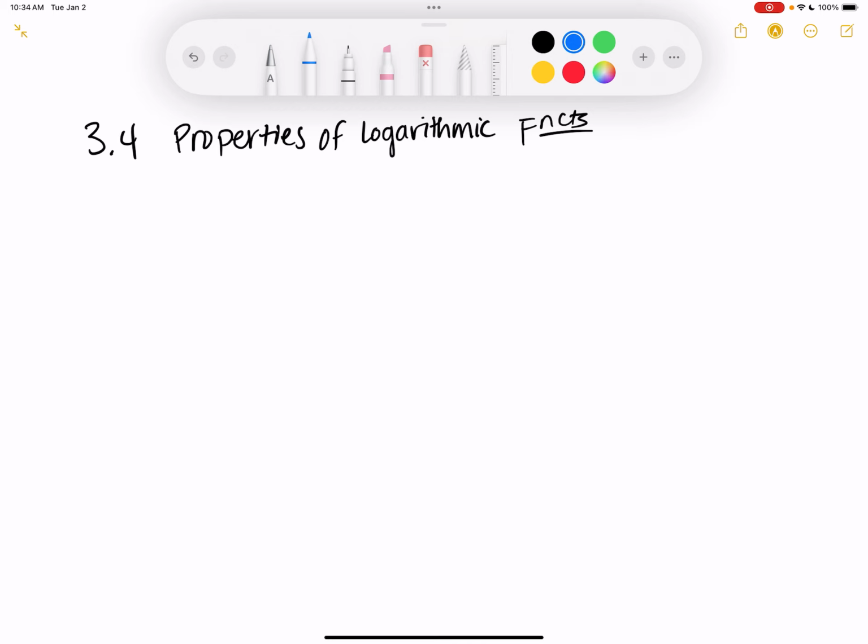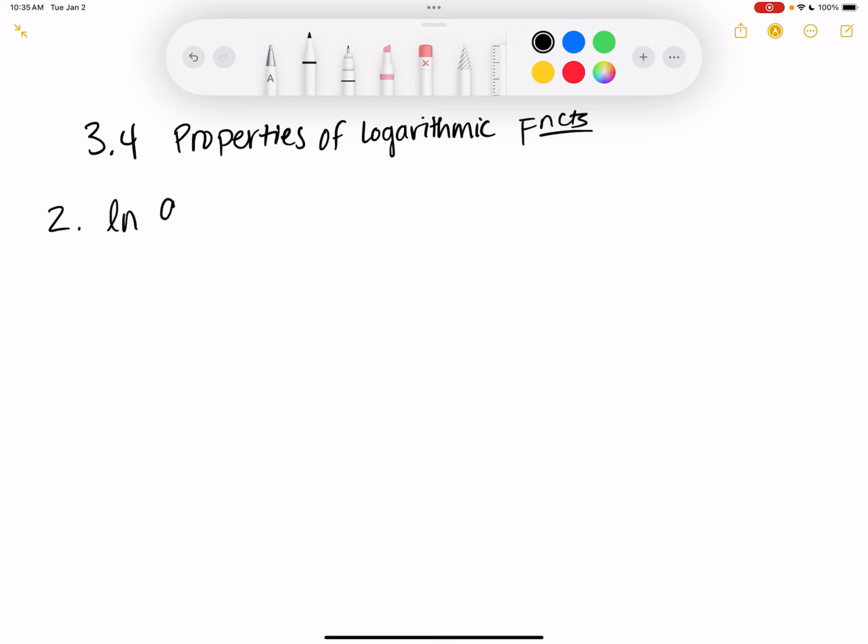So, assuming x and y are positive, use properties of logarithms to write the expression as a sum or difference of logarithms or multiples of logarithms. So it's just saying use all the rules that we have.